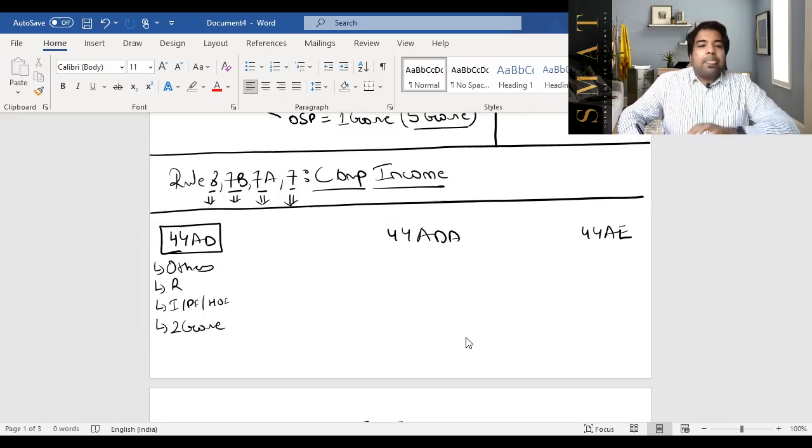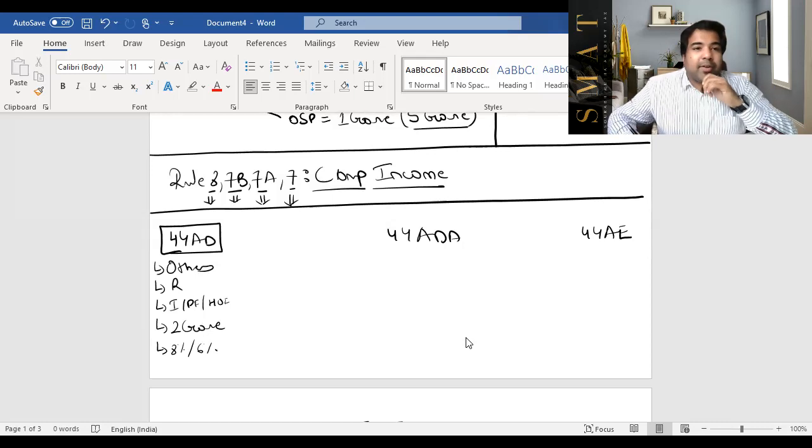under 44AD. And 44AD basically means 8% of your turnover, or 6% of your bank transactions, will be your profit. They're assuming the profit. All other things are assumed as expenses. But guys, 44AD is a drug. If you take it one year, you need to take it for the next 5 continuous years, as long as the turnover is within that limit.